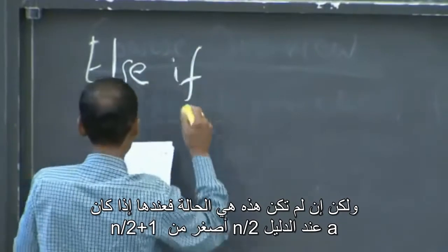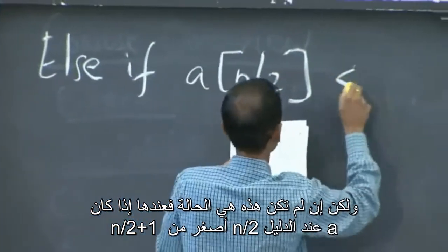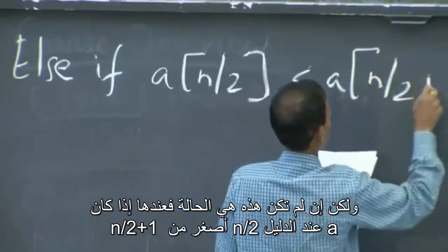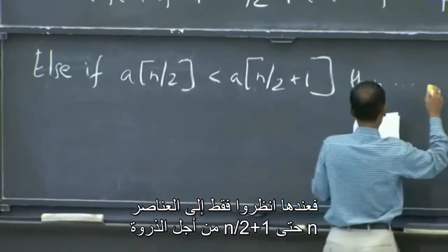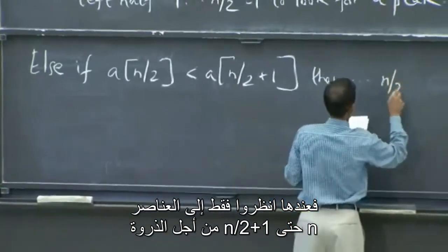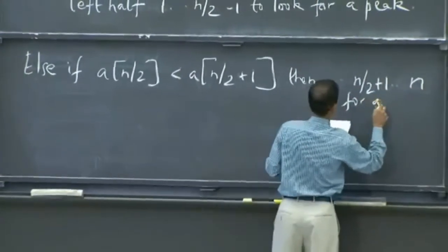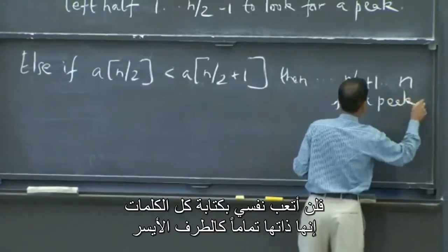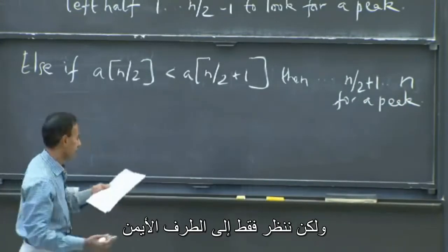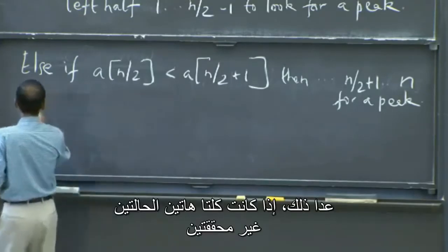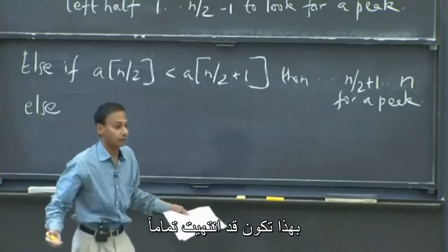But if that's not the case, then if a[n/2] is less than a[n/2 + 1], then only look at n/2 + 1 through n for a peak. I haven't bothered writing out all the words, they're exactly the same as the left-hand side. You just look to the right-hand side. Otherwise, if both of these conditions don't fire, you're actually done.